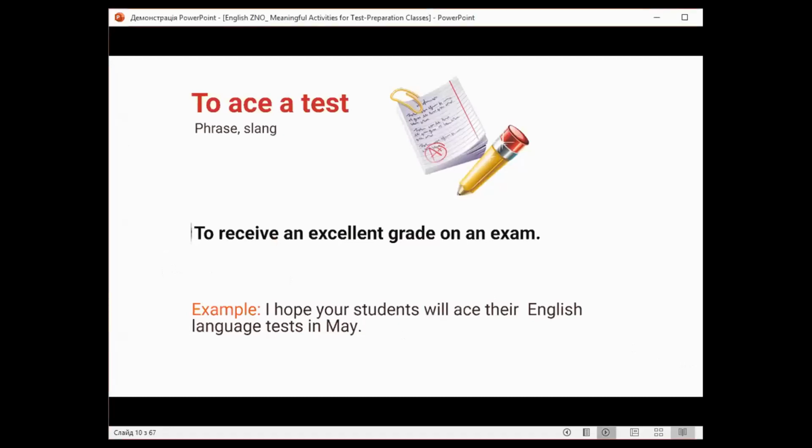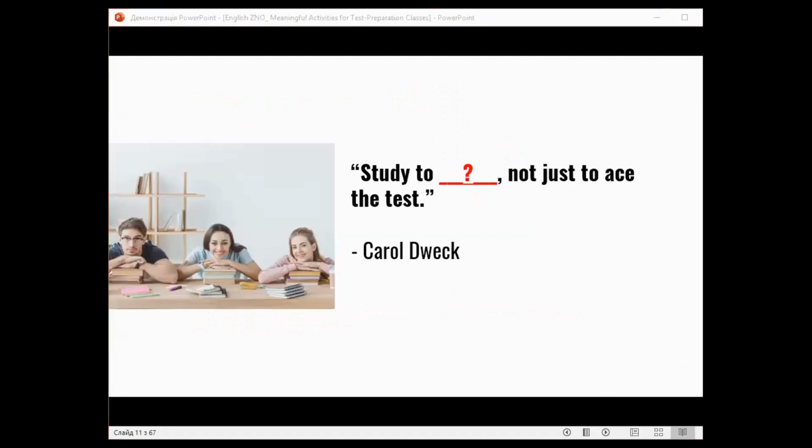Okay, now one more question. This time you have to fill in the blank. So you have a sentence and one word is missing in this sentence. Study to, three dots, not just to ace the test. Which word do you think is missing? Here it's more complicated because there are no options. You have to write down your own idea. So one verb is missing. Which verb is missing, do you think? Please write in the chat.